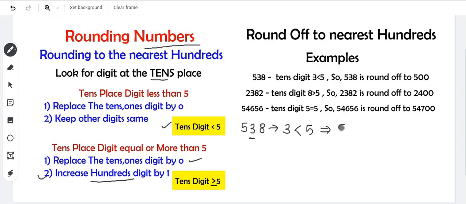In the number 538, the ones digit is 8 and the tens is 3. It means replace both places by 0. It's 500, and keep the other digit the same. The other digit is 5, keep it the same. It means 538 is rounded off to 500. Is that clear? Let's come to the second one.